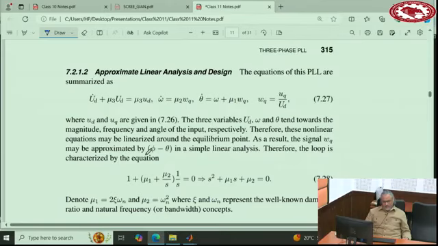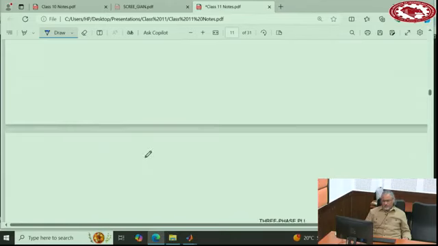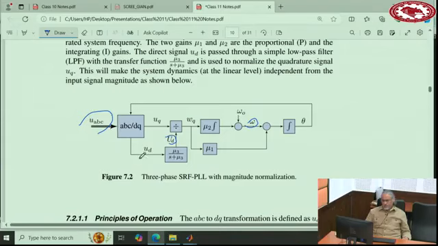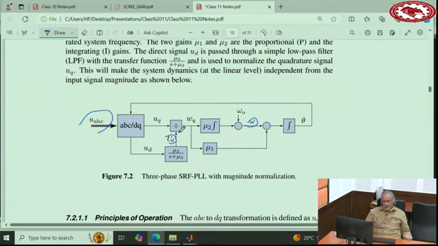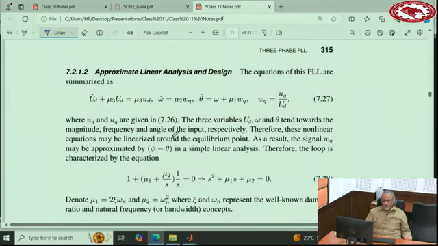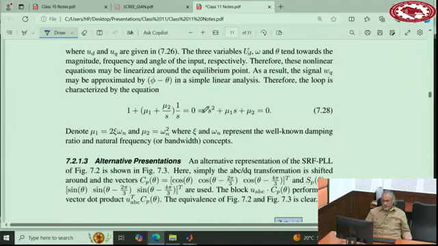Approximate linear analysis. This is for the sake of design of the parameters. This circuit has 2, or you can say 3 parameters, mu1, mu2, mu3, like a single phase PLL that we discussed yesterday. So for the design of mu1, mu2, mu3, you can go to a simple linear analysis, and then you derive a transfer function or you derive a characteristic equation. And by comparing this characteristic equation to a standard second order equation, you will find how much is mu1 and how much is mu2.